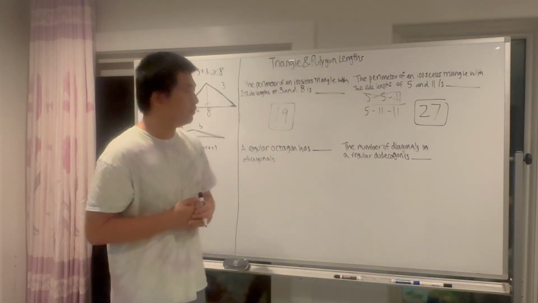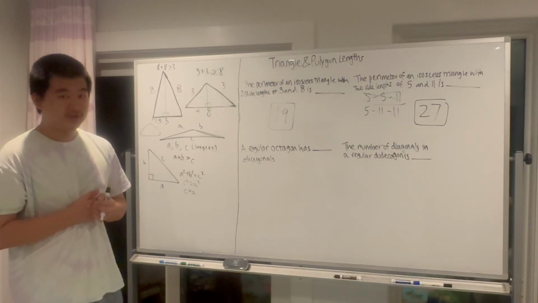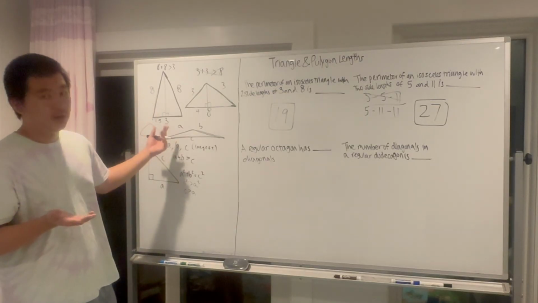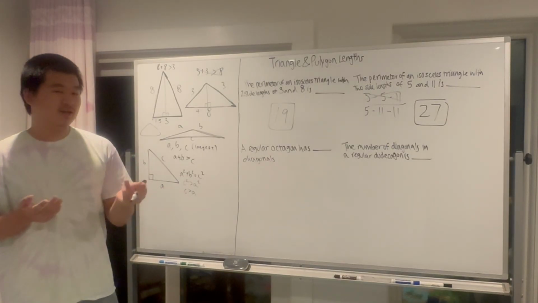So that's the first kind of problem. The problem where it seems like there's two triangles because they tell you it's isosceles, but in actuality, there is only one because one of them does not exist. Great. Now onto the second kind of problem.